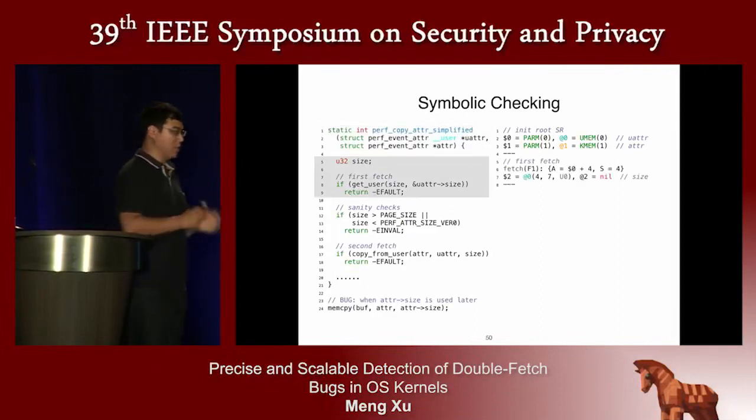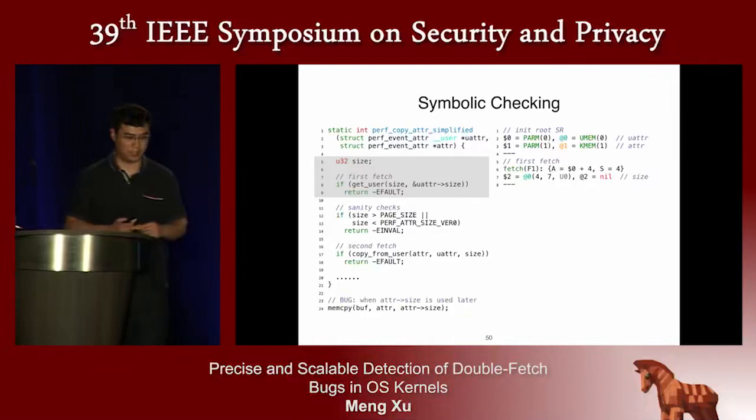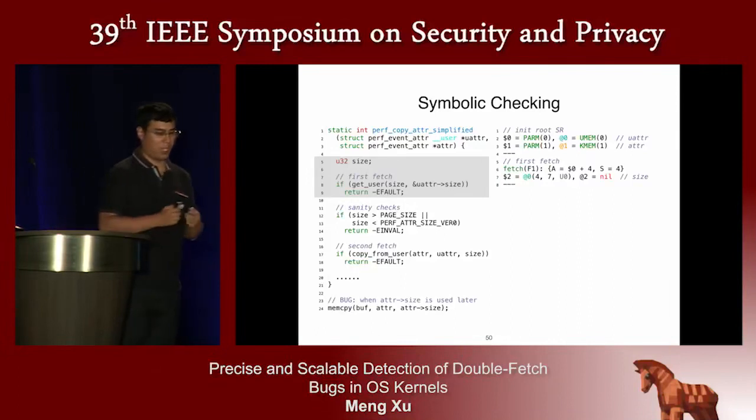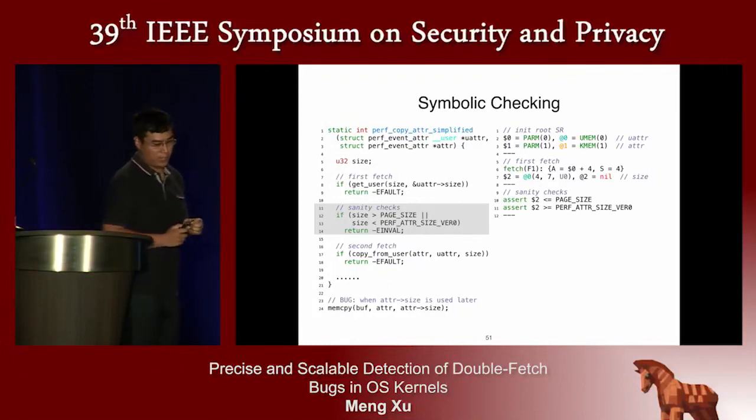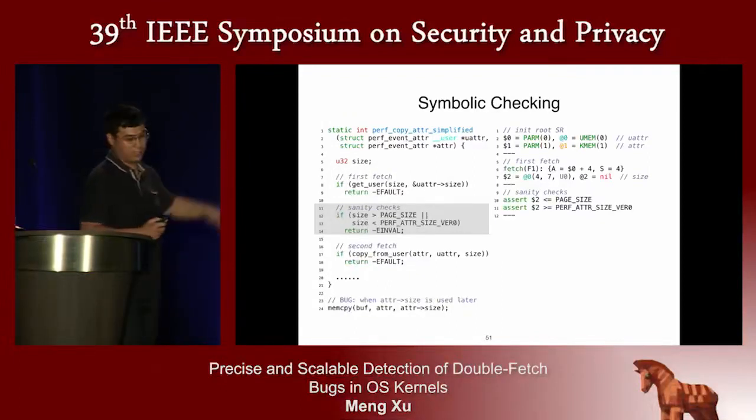During the first fetch, you collect the fetch information, notated as fetch f1. It tells you that the starting address is the first parameter plus 4, and the size is 4. Basically, you fetch 4 bytes from the user. Then you do some sanity checks, which are translated into symbolic execution. If you are going to reach the second fetch, you expect that this size variable, represented by $2, has to satisfy certain conditions.